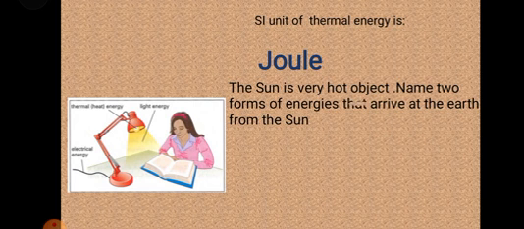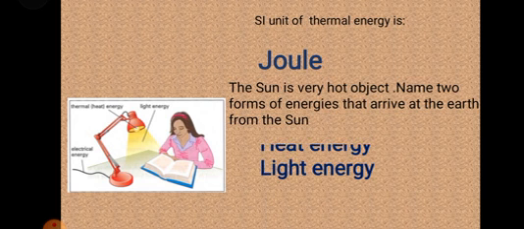Yes, what is the SI unit of thermal energy? Joule. Joule is the unit of each form of energy. Unit of energy is joule. So every form of energy has unit joule. Next question. The sun is a very hot object. Name two forms of energies that arrive at the earth from the sun. Yes, it's heat energy and light energy.